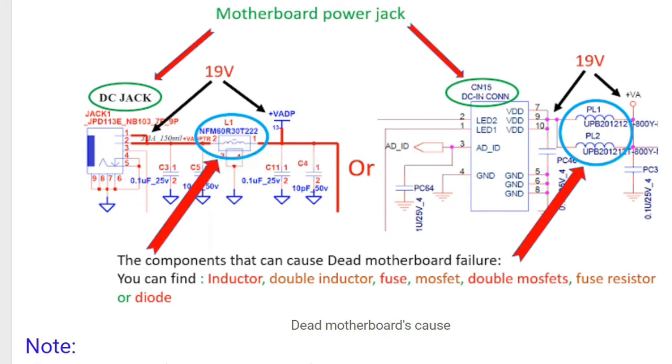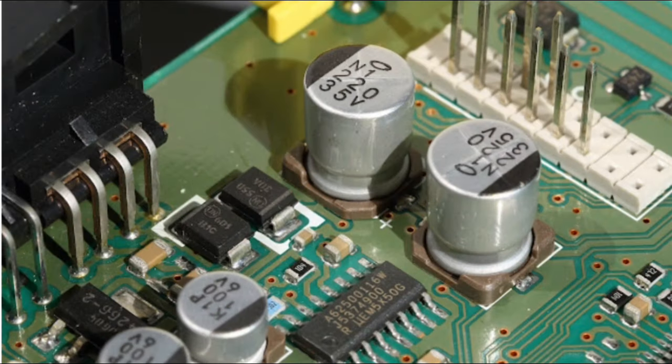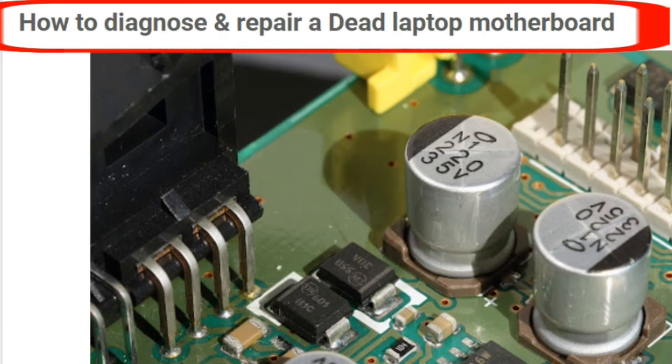Here we have an inductor, and here we have other inductors. You can never find an inductor connected to the ground. Never. Why? Because the inductor is always connected to the power rail, as you can see. The inductor has 19 volts, because an inductor is just a wire, like a fuse. You can never find a fuse, for example, connected to the ground. Never.